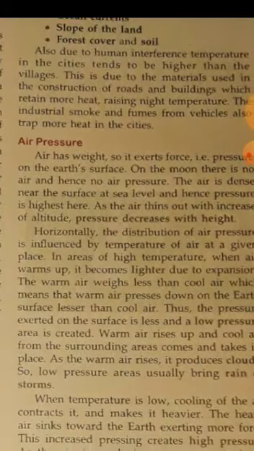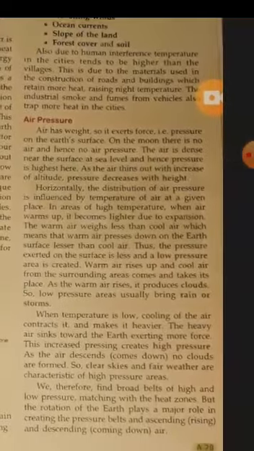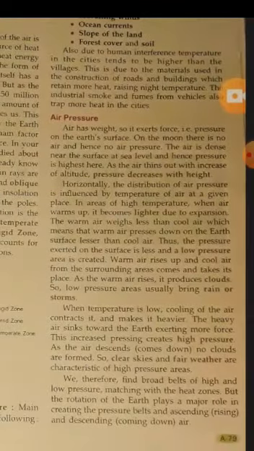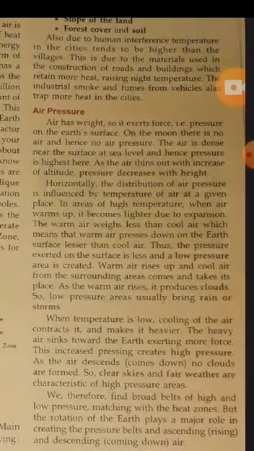The second important element of weather and climate is the air pressure. Air has weight, so it exerts force, that is, pressure on the earth's surface. On the moon, there is no air and hence no air pressure. As the air is dense near the surface at sea level, pressure is higher here. As the air thins out with increase of altitude, pressure decreases with height.